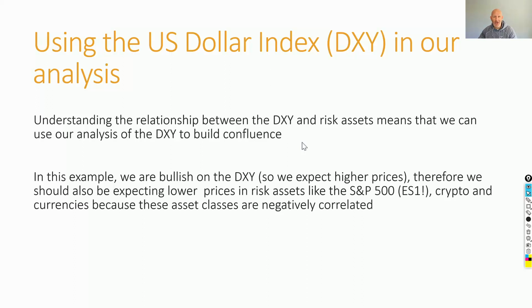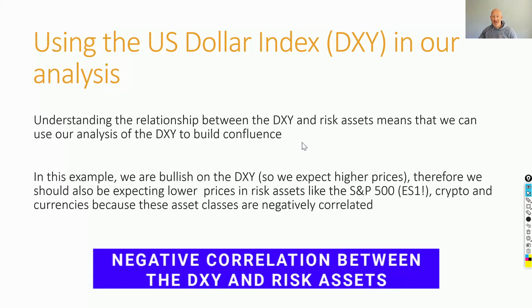So the example that we're going to use today is that we're bullish on the Dixie, so we're expecting the US dollar to go up in value, we're expecting higher prices, and so therefore in our analysis on the S&P or the ES, we should be expecting lower prices on the S&P 500. And this would also be the same case for other risk assets like crypto or currencies, if we're expecting higher prices or bullish price action on the Dixie or the US dollar, we'd be expecting the opposite on those particular risk assets. And this comes back to that point we made on the previous slide, because there's a negative correlation between risk assets and the Dixie.